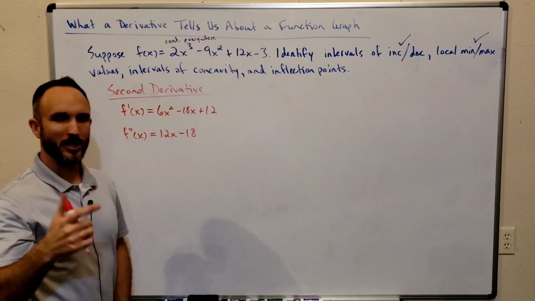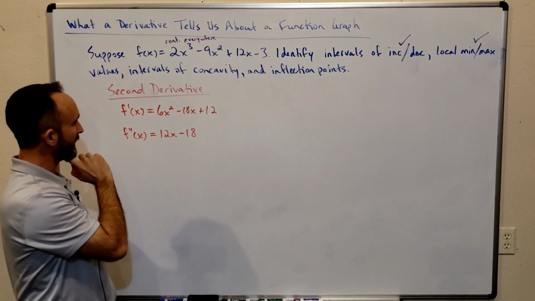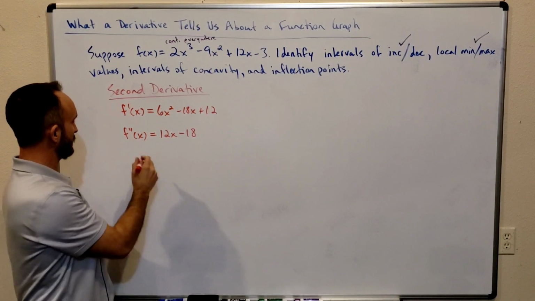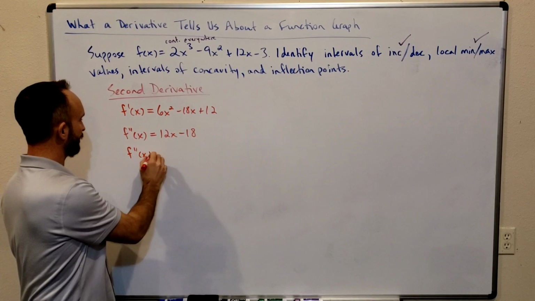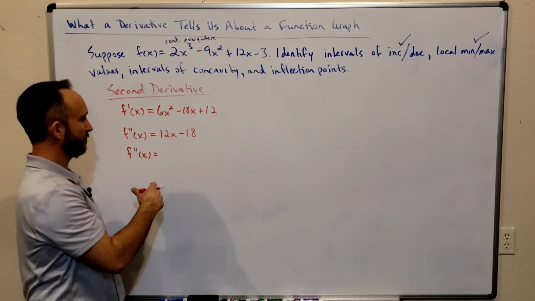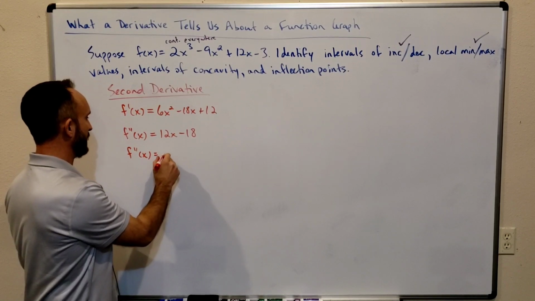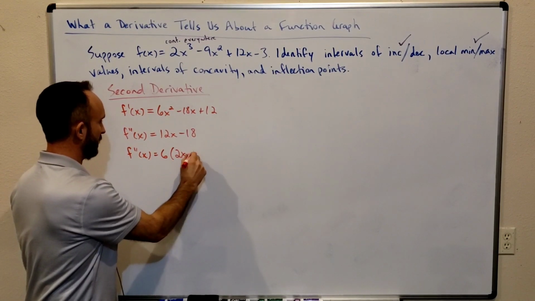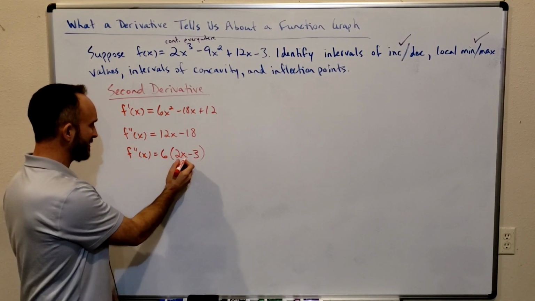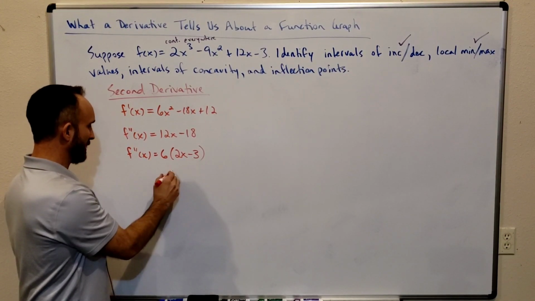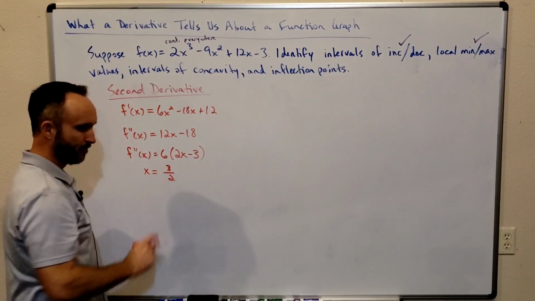And again, if I want to know where the second derivative is positive and negative, it could certainly help if I know where it equals 0. To help me with that, I can factor this. You don't have to factor it because it's linear, but it's not a bad habit to get into, leaving 6 times 2x minus 3, which means that x equals 3 halves is our critical number, okay?